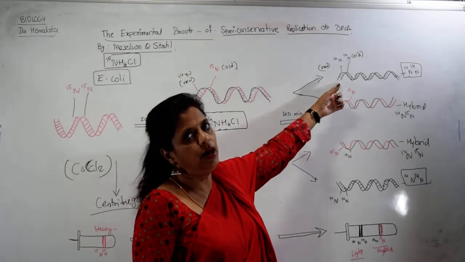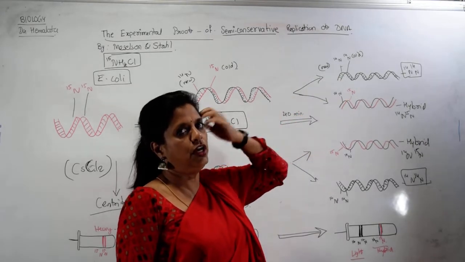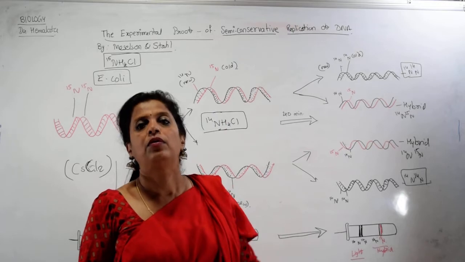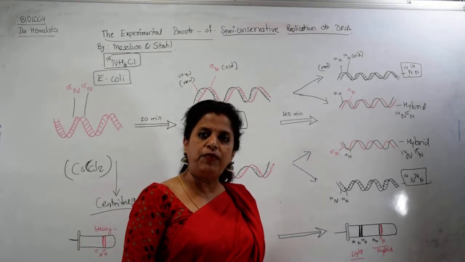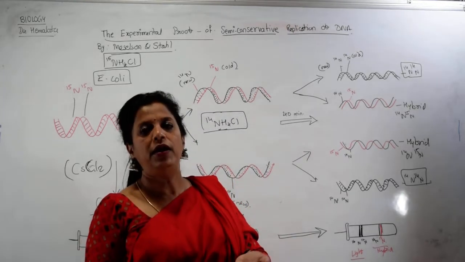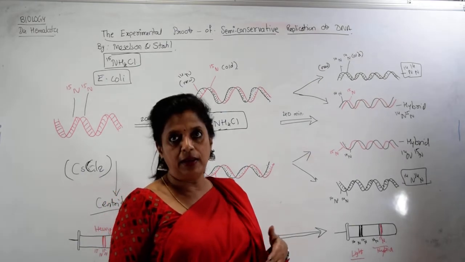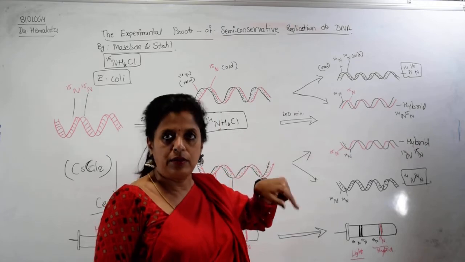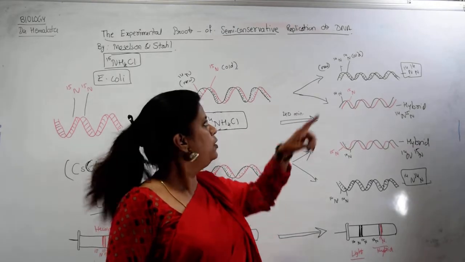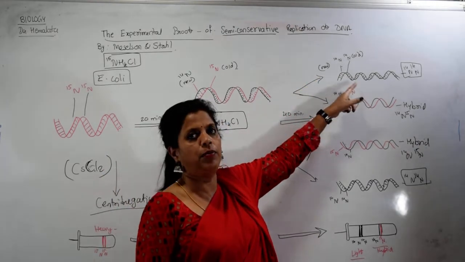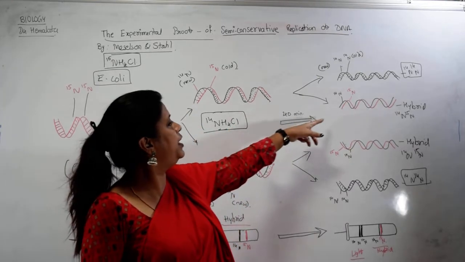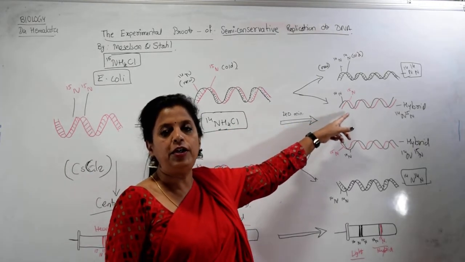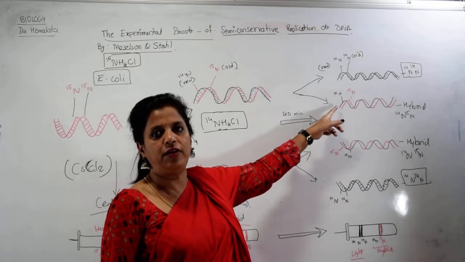But one may be N14 complete because it has used N14 as the culture media, and it had the primary parental strand also N14. Therefore, an N14 strand is formed. But the one which is at N15 has hybridization. It shows one N15 strand, one N14 strand.